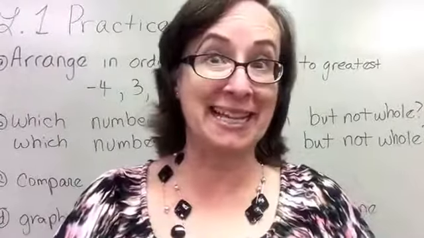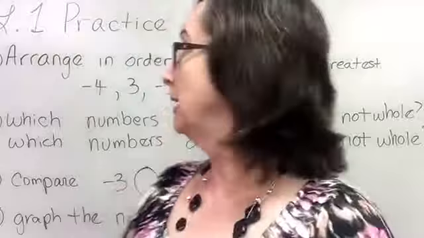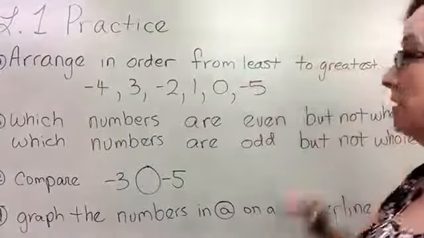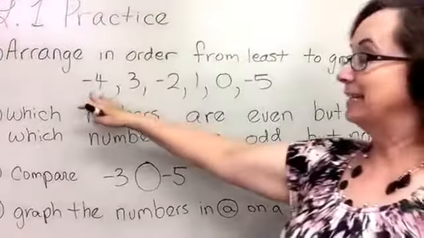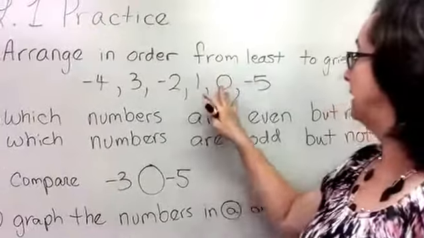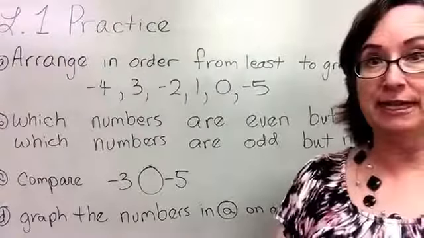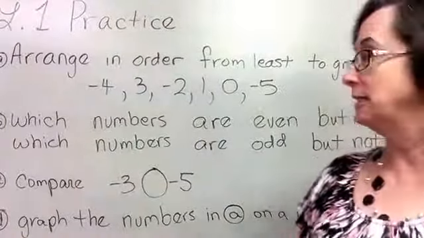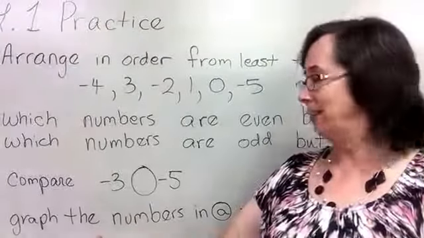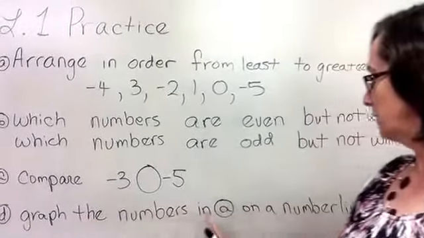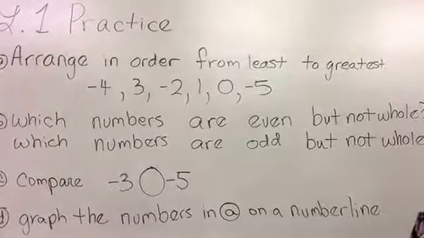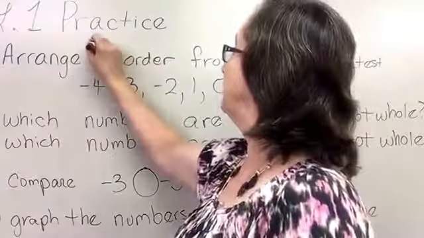All right, here's some lesson 1 practice problems. It says arrange in order from the least to the greatest. So I have -4, 3, -2, 1, 0, -5. Now an easy way to do that is to jump down here to problem D, which says graph the numbers in A on a number line. So I'm going to make a little number line right up here.